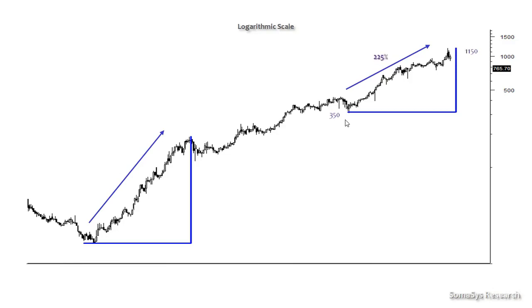Now, this low here is around 350 and this high is around 1150. So this movement has generated around 225%. Now it's not an exact percentage, it's rounded off for simplicity. Now, this rally over here started around, say, 40 and terminated around 200. So this leg generates 400% return. And this one over here generated 225%. So I hope you have the answer now.